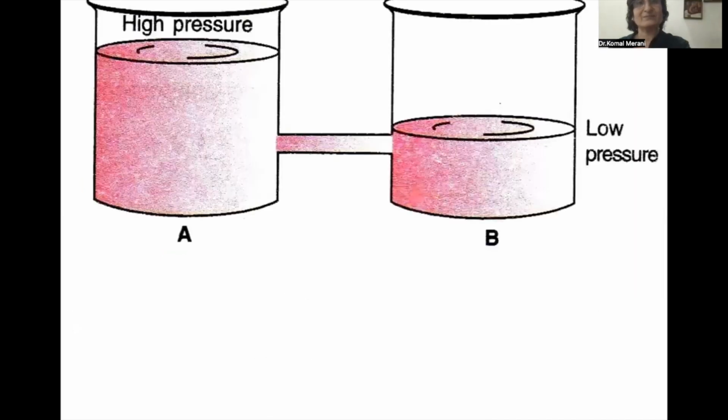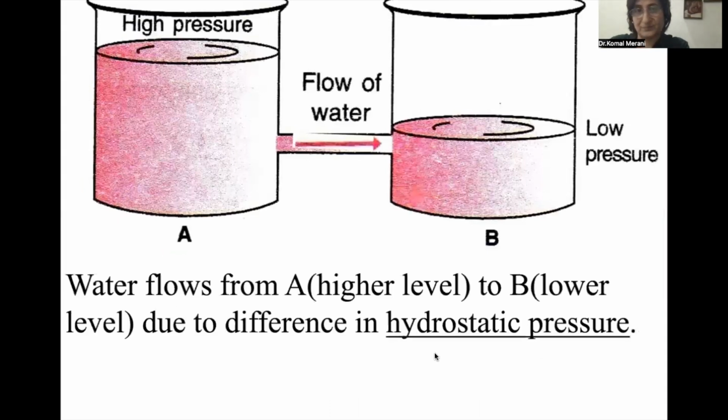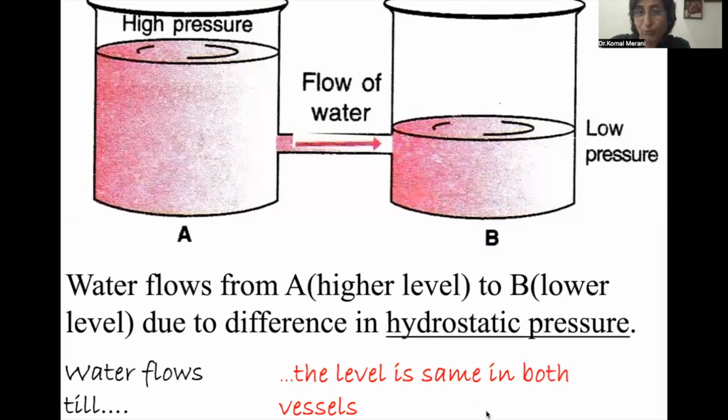Just like if you have water in one beaker at a higher level and water in another beaker at a lower level, and if there is a connection, the flow of water is definitely from A to B. And this is because of difference in hydrostatic pressure. So water will flow until the level is same in both the vessels. Once the level is same, the flow will stop.